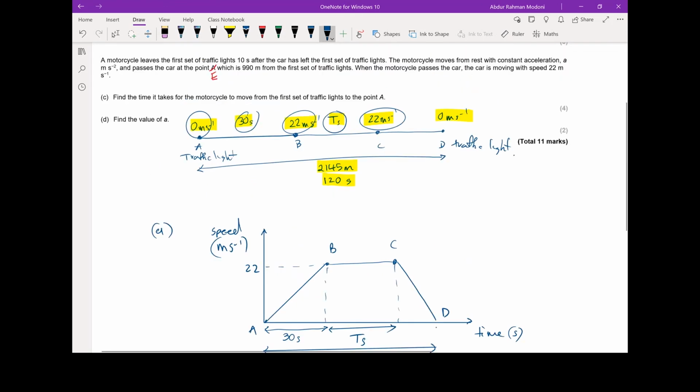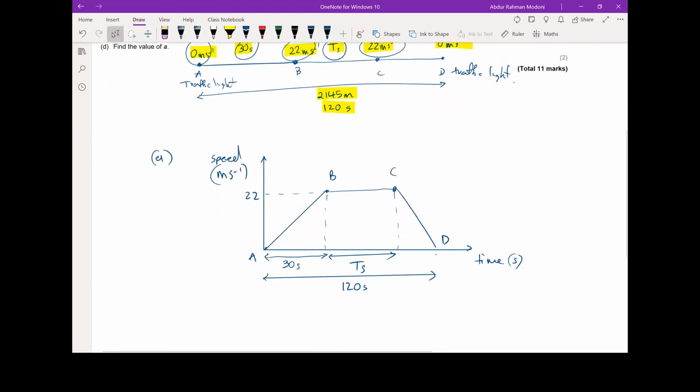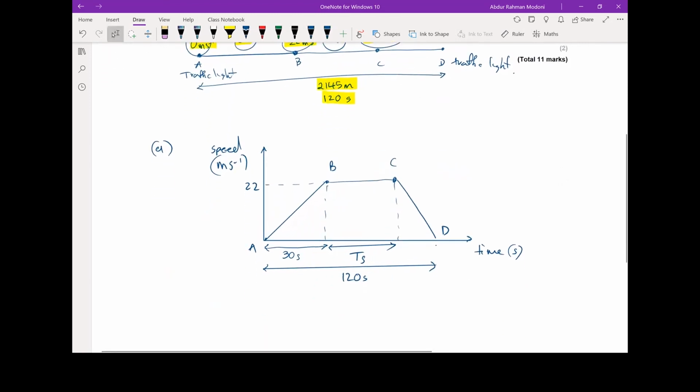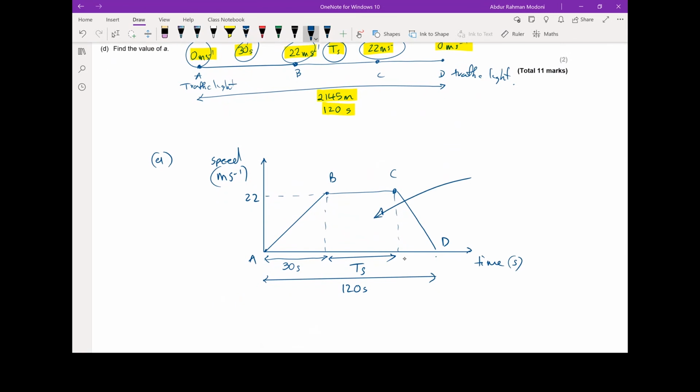So part A is complete. Let's go and look at finding the value of the time t. Now we're given that this entire journey is 2,145 meters. The area under a velocity time graph represents the distance traveled, and the distance traveled here is 2,145 meters.